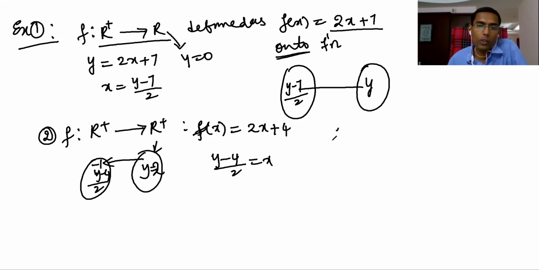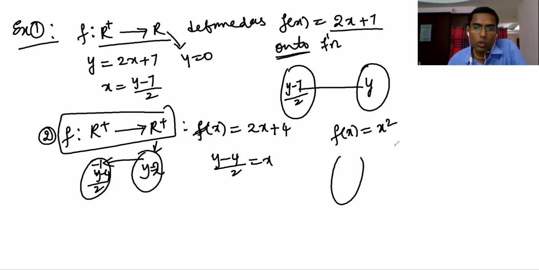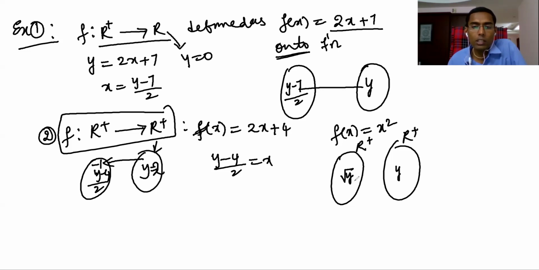But if I take f of x equal to x square, R plus to R plus, what will happen now? If y is taken here, root y will be here, yes or no? Plus or minus root y will be here. So I think this is onto. What do you say? I think it's onto.